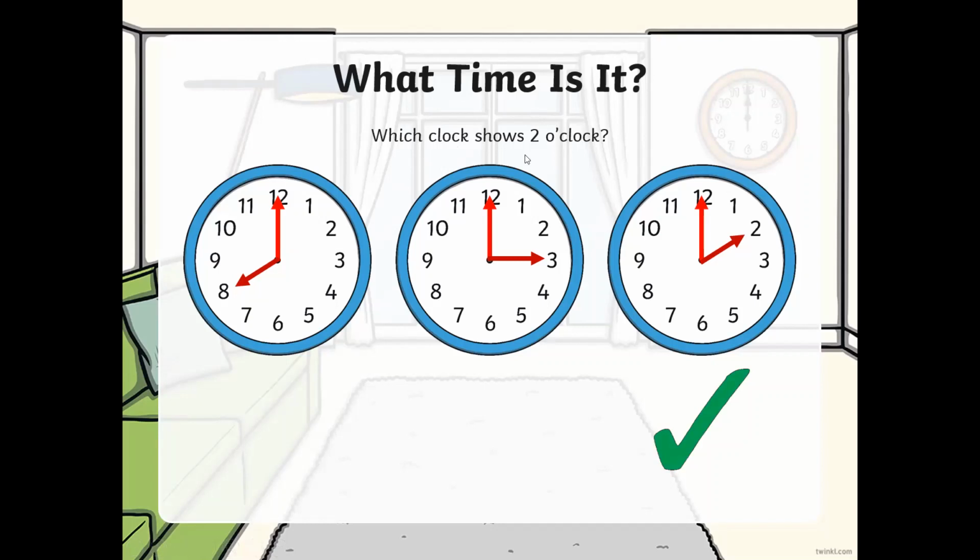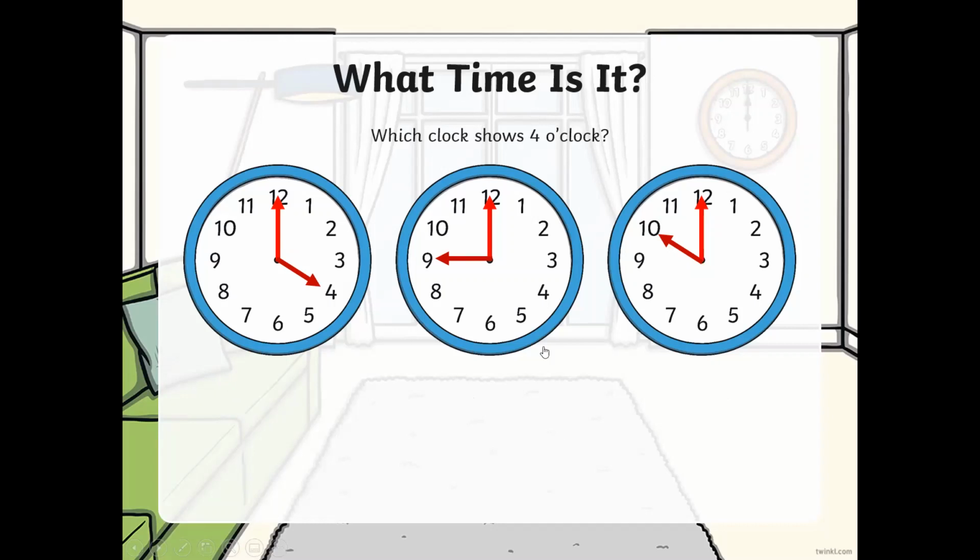What time is it on this clock? 3 o'clock. What time is it on this clock? 8 o'clock, okay? Next one, what time is it? Which clock shows 4 o'clock? Clock number 1, clock number 2, or clock number 3? 1, 2, or 3 is showing 4 o'clock.